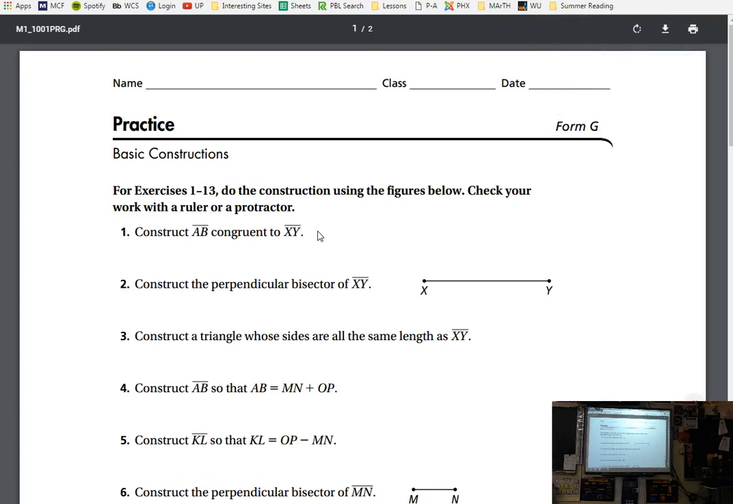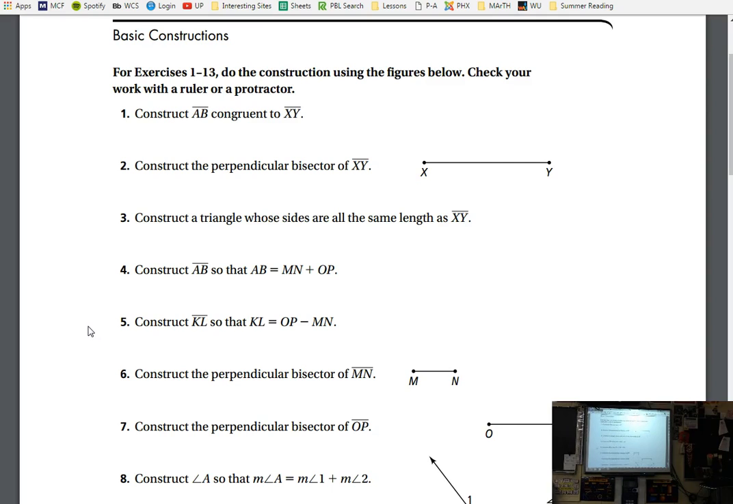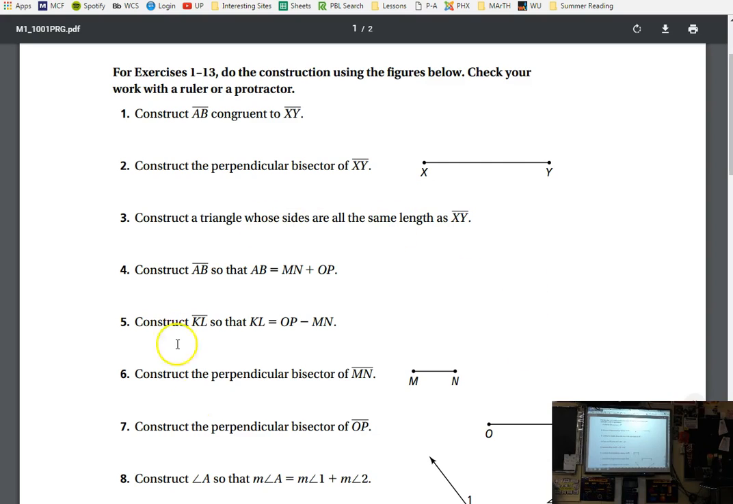Make sure you can borrow my construction tools if you need. I forgot to point that out. If you need to borrow a protractor, compass, whatever, just let me know. Make sure that you watch the videos to understand how we actually do this.